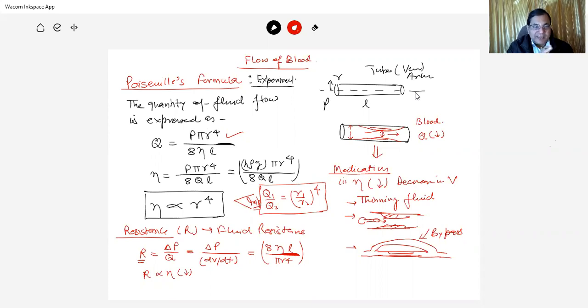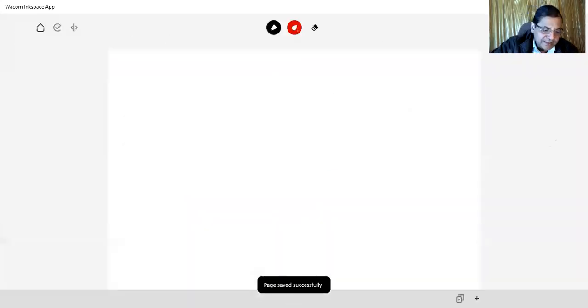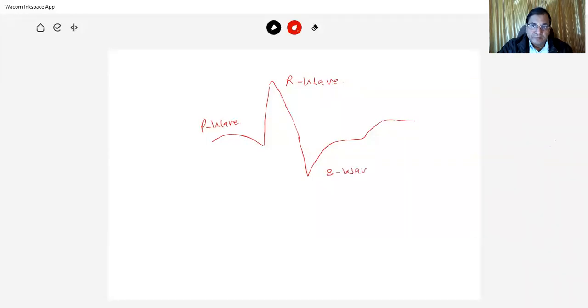In the case of the heart, the P wave, R wave and S wave are formed from this. We will discuss it a little here, although it will be discussed in detail later. This is the pulse. This is the P wave, in the ECG that is being done. This is the R wave. And this is the S wave.